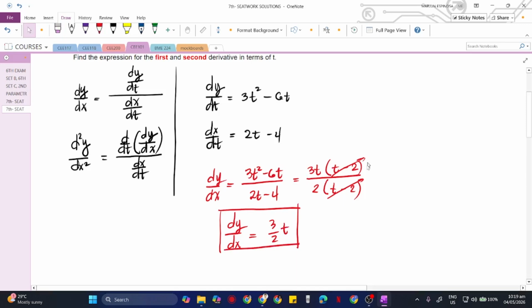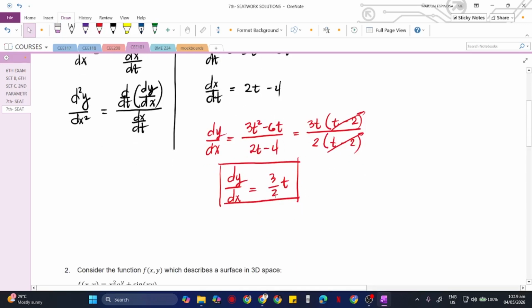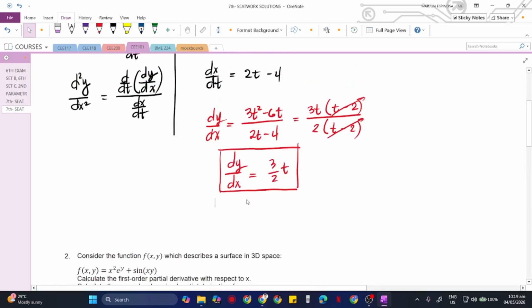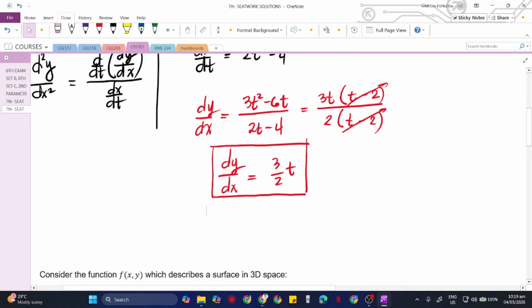Question? Clarifications with this problem? We are not yet done. We will also be calculating the value of your second derivative of y with respect to x. So, for the second derivative, that is d squared y over dx squared, we now have d over dt of dy over dx, all over dx over dt.